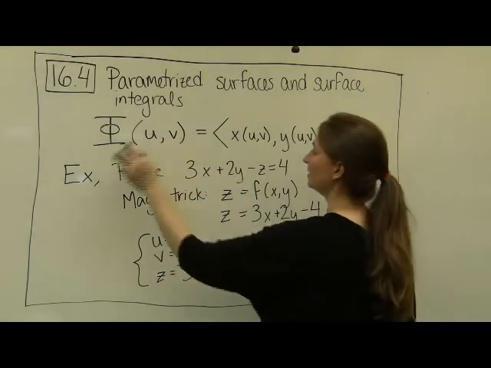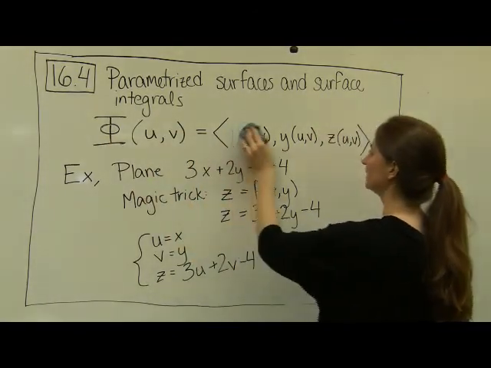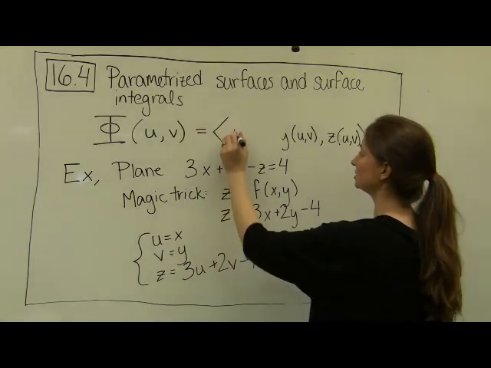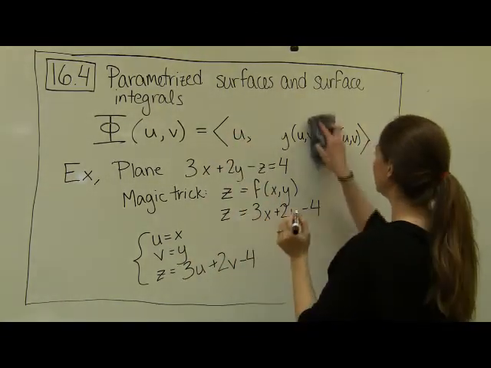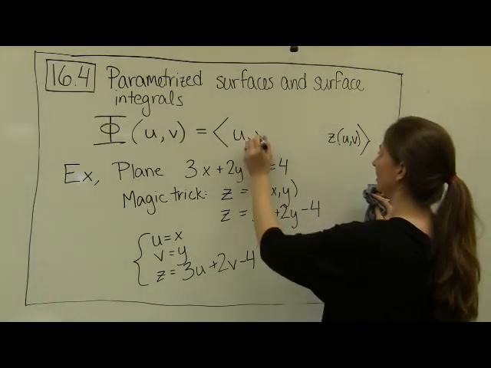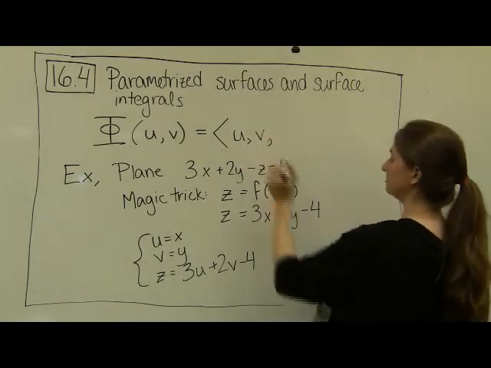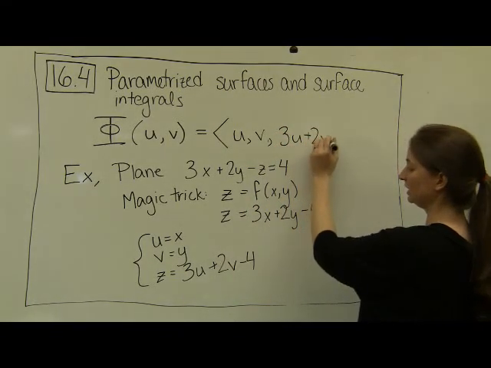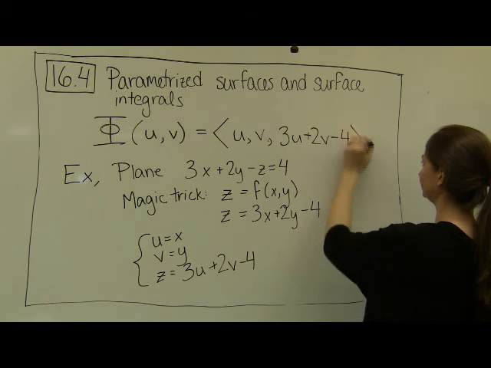So in this case, my parametric function for this plane, the first component function, we're saying that x is just the boring function u, y is the boring function v, and z is the boring function 3u plus 2v minus 4.